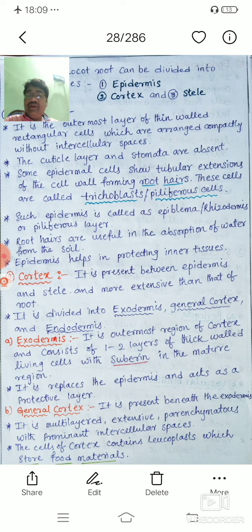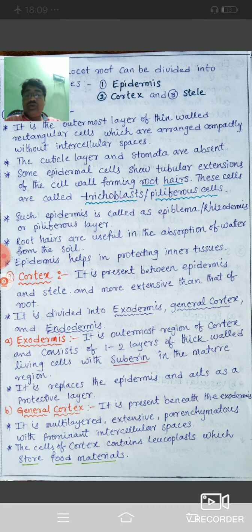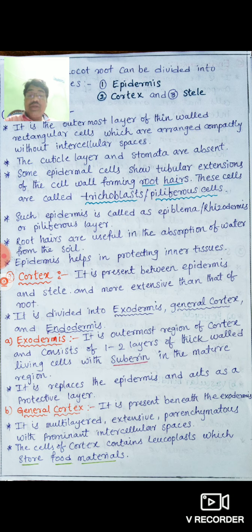What are the main functions of root hairs? The root hairs are useful in the absorption of water from the soil. And what is the importance of the epidermis? The epidermis helps in protecting inner tissues. So this is the outermost region of the monocot root.